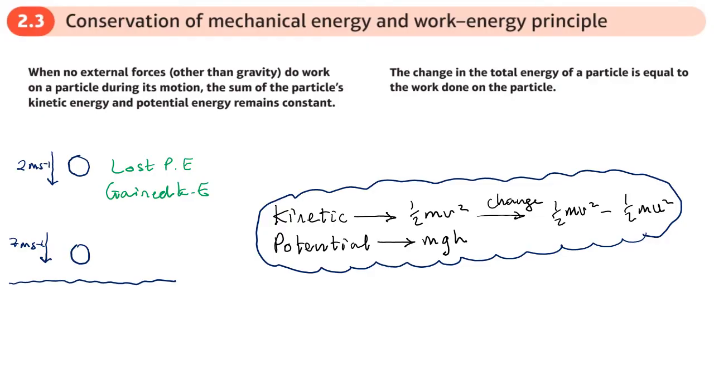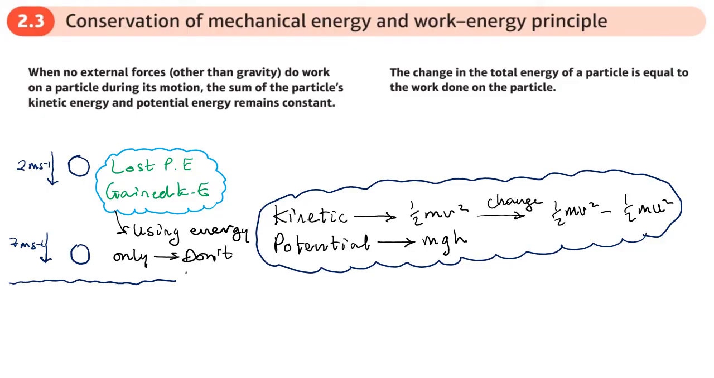So that means we can use energy to work out speeds, heights, things like that, without using SUVAT. And in fact, if you get a question that says using energy only, the thing to remember is don't use SUVAT, because you won't gain marks for it. Normally the question says something like that you won't gain any marks for using SUVAT type things to try and answer the question.